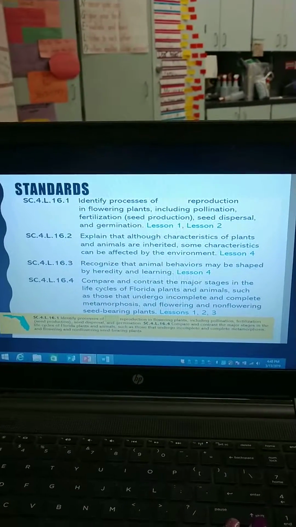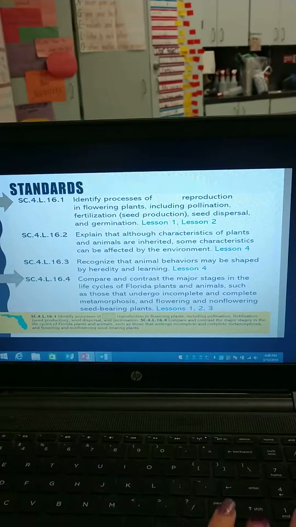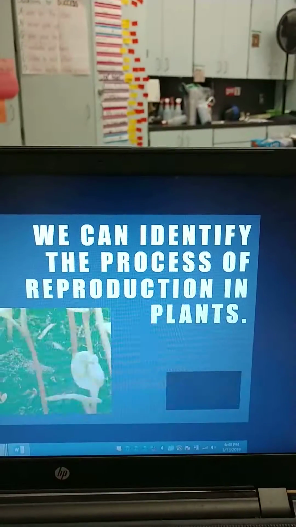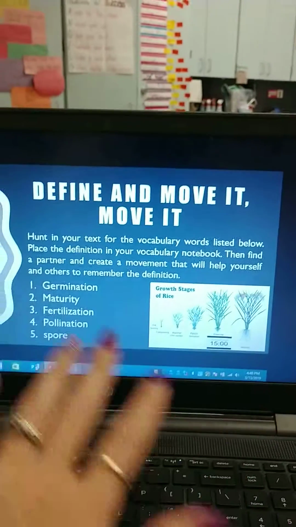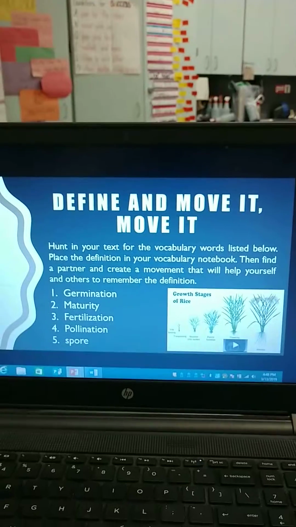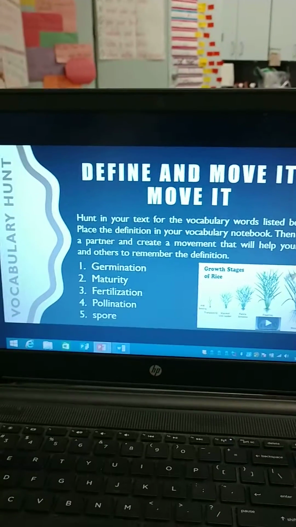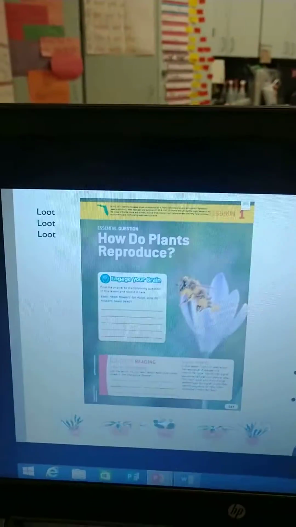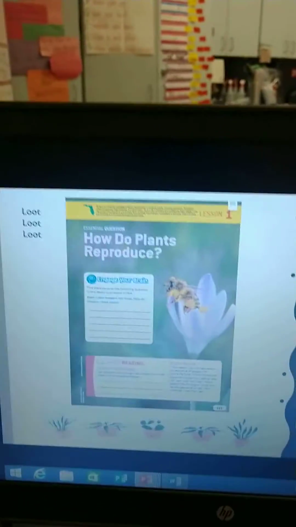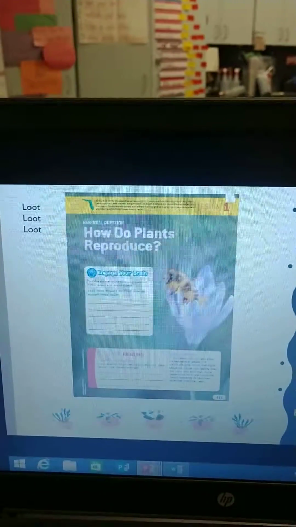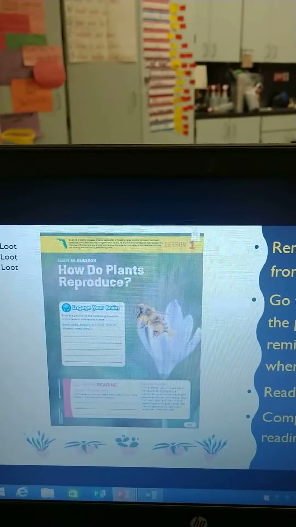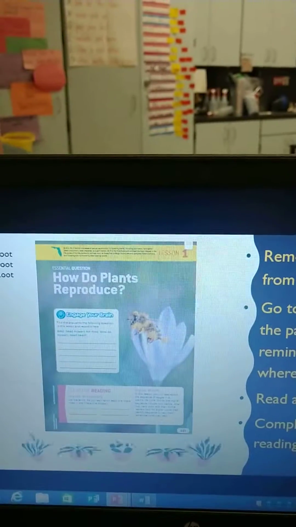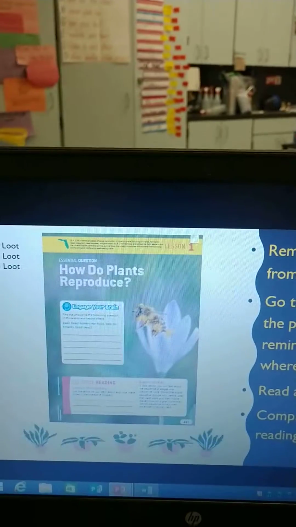So on March the 6th, it should be dated March the 6th, they should have this LTI: We can identify the process of reproduction. And this vocabulary is done in their vocabulary notebook, so it's separate. It's not in their science notebook. There should be a space for this text. The entire text packet should be glued into their notebook on Wednesday, March the 6th. That is where it needs to go. I know some of them haven't glued it in yet because we were still using it. This is where it should be on March the 6th.